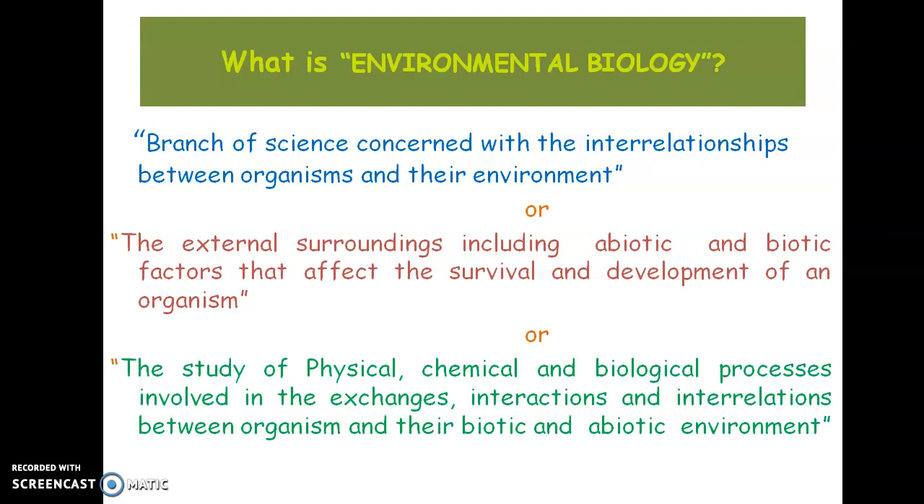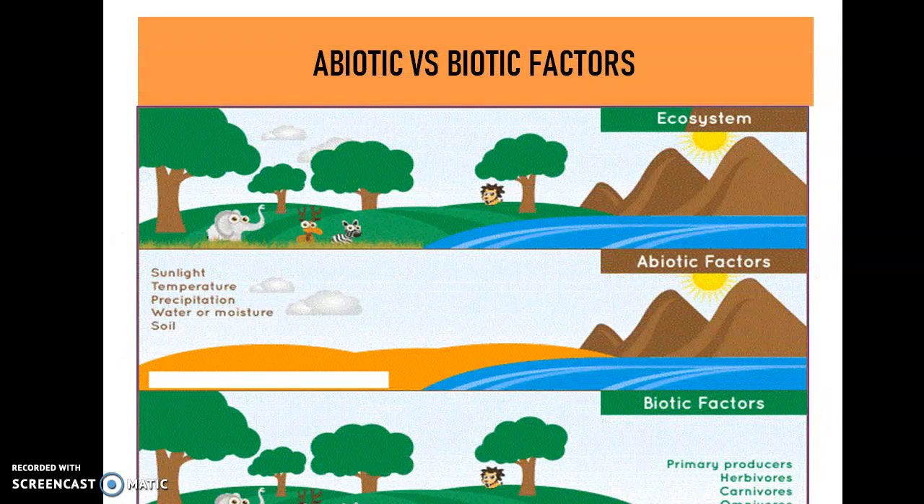Or we can say that it's a study of physical, chemical and biological processes which is involved in the exchanges, interactions and interrelationships between organisms and the biotic as well as abiotic environment. From all this definition, it is clear that environmental biology is nothing but an interaction of a particular organism or a group of organisms in relation with its environment, with abiotic as well as biotic factors.